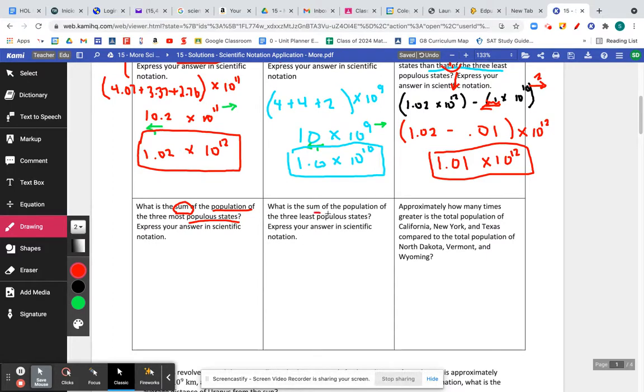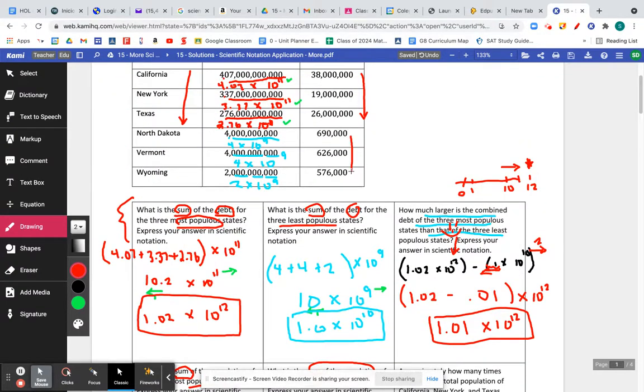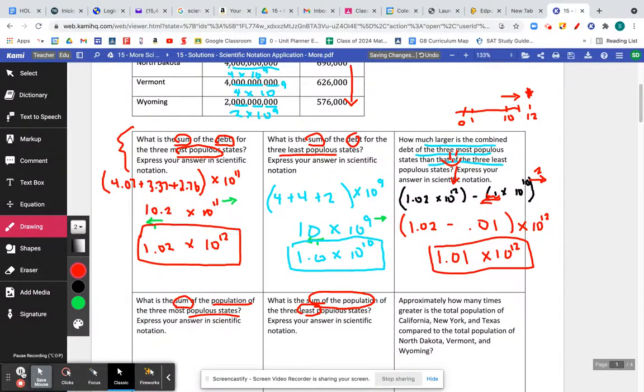Here we want to know what is the sum of the population of the least populous states. Okay, that's going to be the sum of these 3. So go ahead and find the sum of those. Make sure you answer it in scientific notation.